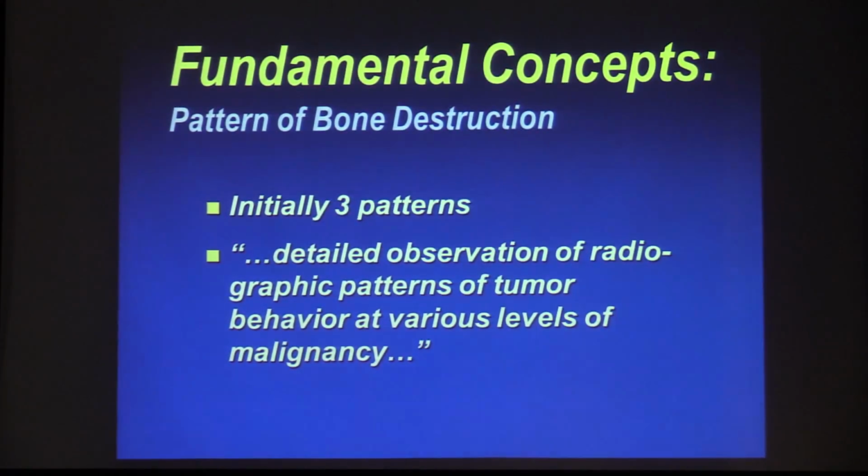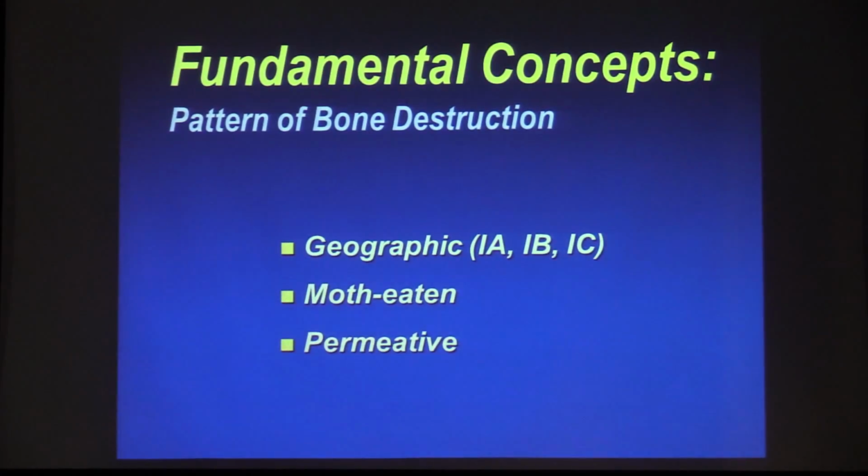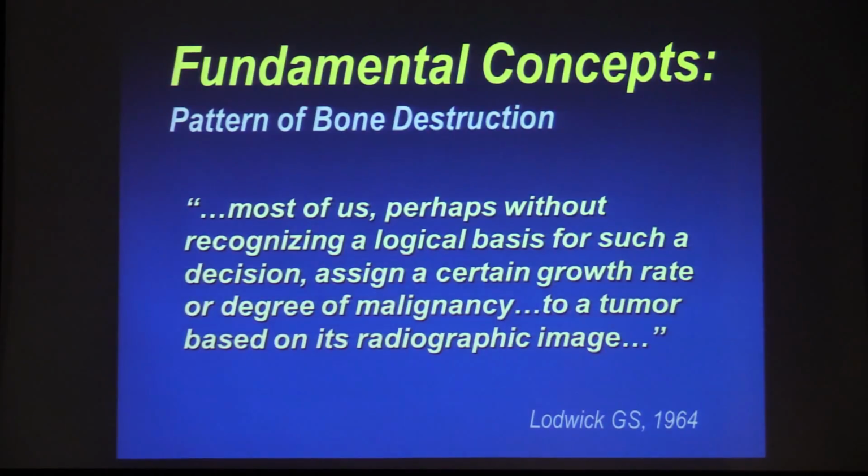And then, using his words, through a detailed observation of radiographic patterns of tumor behavior at various levels of malignancy, he subsequently developed 5 patterns of bone destruction, those same 5 patterns that we learned about when we were residents. He subsequently divided that geographic pattern into 3 separate patterns, designating them 1A, 1B, and 1C. And of course, the moth-eaten and permeative patterns that we've talked about. And these were the patterns of bone destruction that were described by Ludwig back in 1964, over 50 years ago, that we still use today.